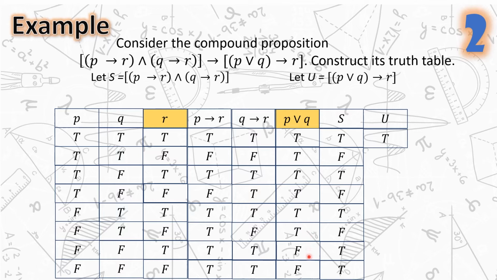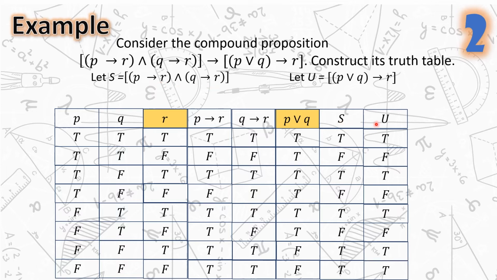So first row, this is true. Next, false. True. False. True. False. True. True. And then for the last one, we will have our compound proposition. If P implies R and Q implies R, then P or Q implies R.